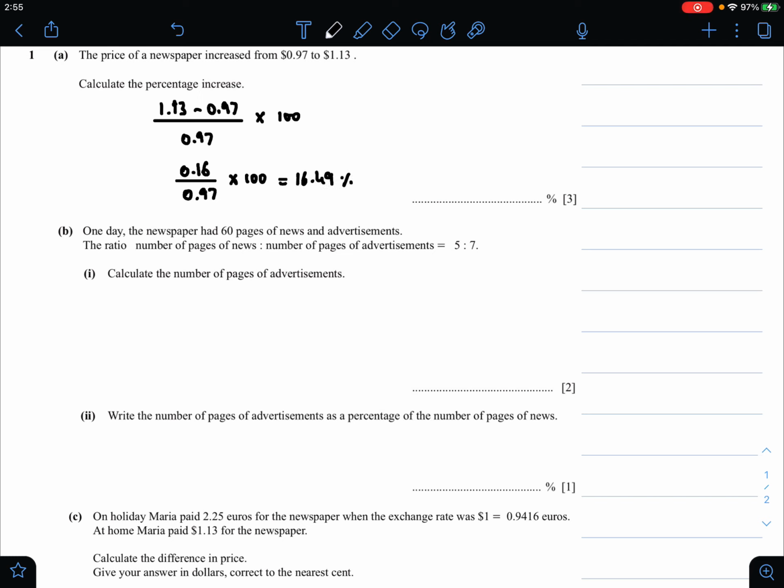16.49%. And since you need to give your answer in 3 significant figures, your final answer will be 16.5%, because the fourth significant figure, which is 9 in this case, is greater than or equal to 5, so it will round off the third significant number to the next number.